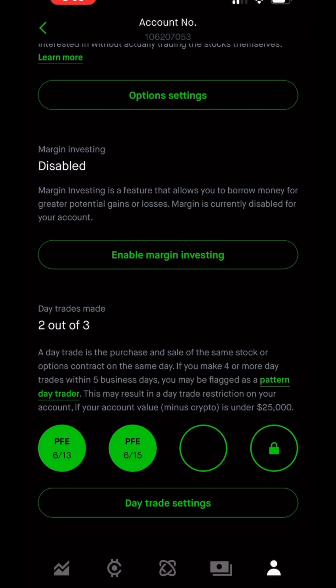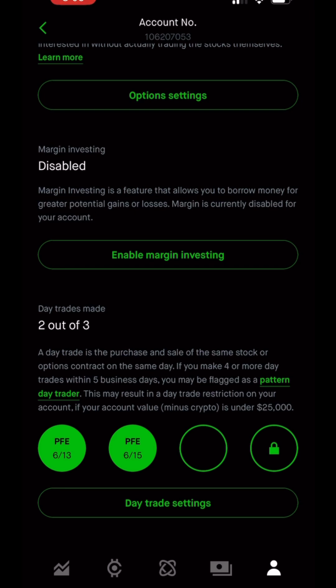So this rule is very particular. You can only make 3 day trades within a 5-day trading period. As you can see, I have 2 that I made last week, so I have 1 available. As you can see, I have a spot available to make a trade. And if I make a 4th day trade within a 5-day period, which means buying and selling the same stock or option contract within the same day. So you can still swing trade and it doesn't count as a day trade. A day trade is the same day. So if I buy stock in the morning and sell in the afternoon, or sell within a couple of hours or a couple of minutes, then that's considered a day trade. And I have to have an account value of over $25,000 to not be flagged as a pattern day trader.